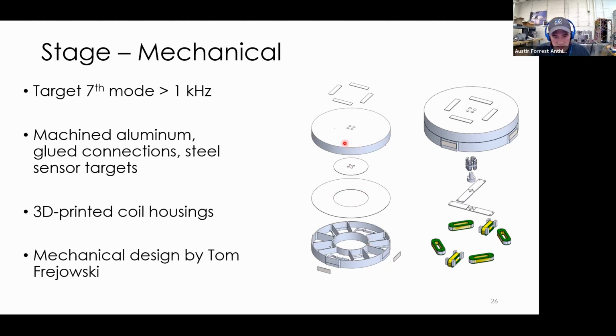These different pieces were glued together. Here's the Lorentz coil configuration. You have 4, which when you act in common mode give you Z, and then you can act in pairs to give you theta X and theta Y. And then we just used a simple pair of Lorentz actuators to give us theta Z.